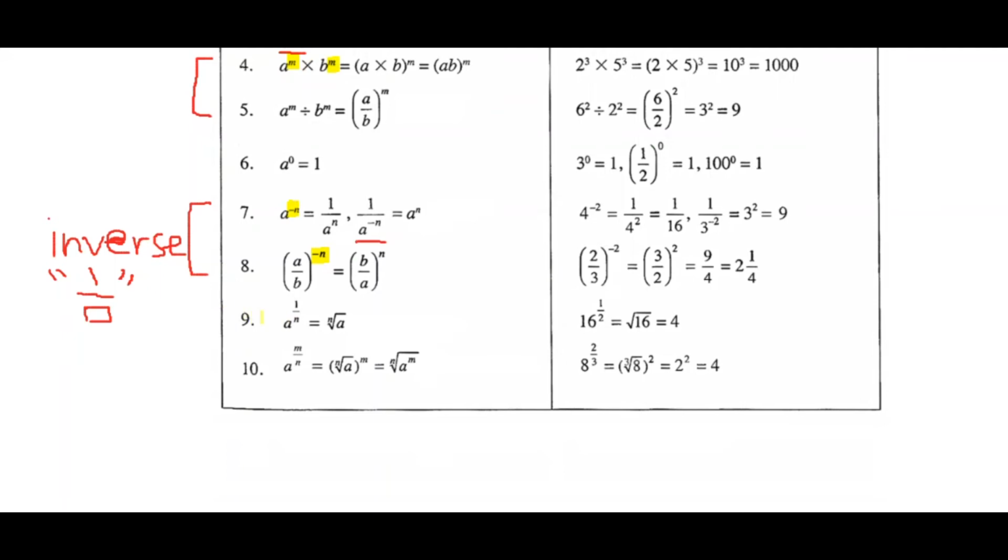Okay, so now I'll go to number 9. 9 is a to the power of 1 over n equals to, you call this root n. So a root n of a.